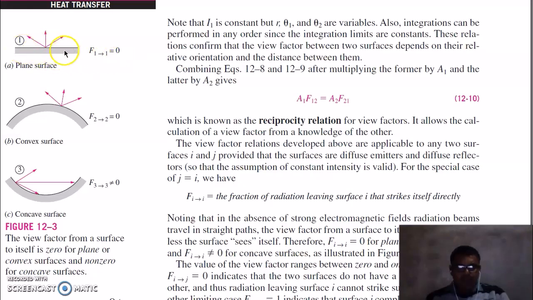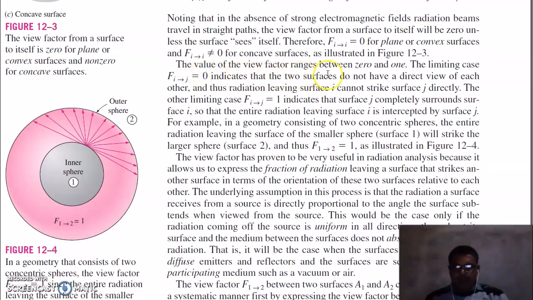In this case, it is a plane surface. In a convex surface, F22 is also 0. But in this case, you can see the radiation emitted by this portion of the surface will be received by the other portion of the same surface. So in this case, F33 is not equal to 0. The value of the view factor ranges between 0 and 1.